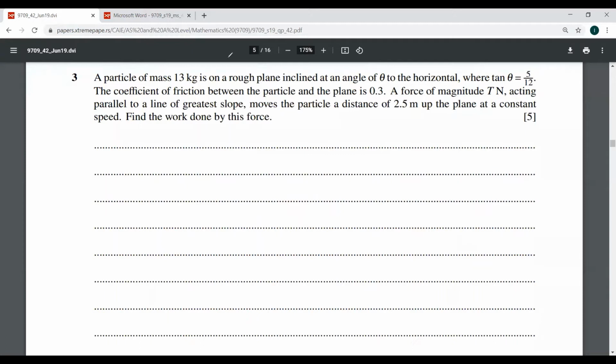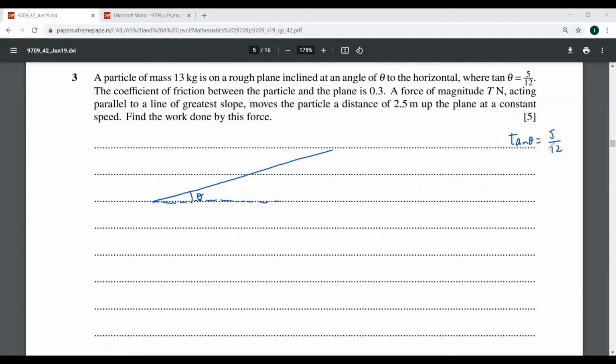It says a particle of mass 13 kg is on a rough plane inclined at an angle of theta to the horizontal where tan theta is 5 by 12. So I need to draw a diagram here. This is my inclined plane here. And this is my theta over here. Now, I have been given that this tan theta is 5 by 12.